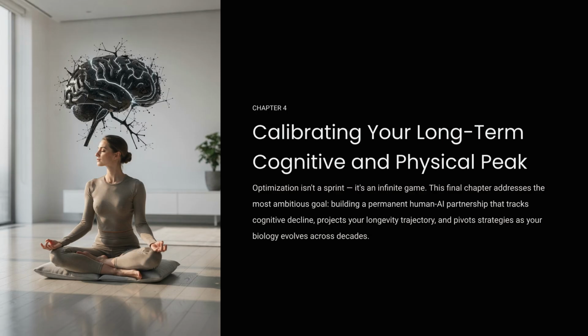Chapter 4 focuses on calibrating your long-term cognitive and physical peak. Optimization is an infinite game, requiring a permanent human-AI partnership that tracks cognitive decline, projects longevity, and pivots strategies as your biology evolves across decades.